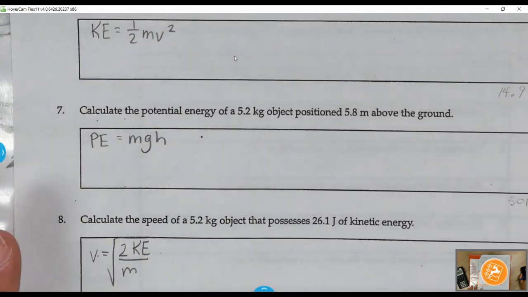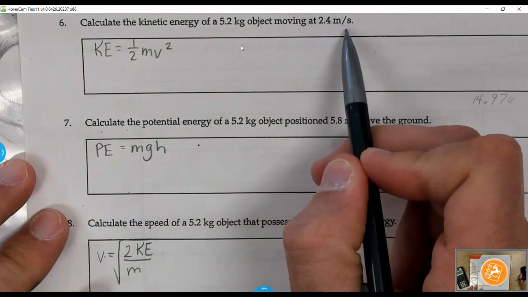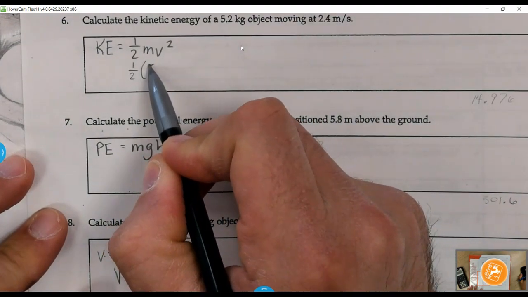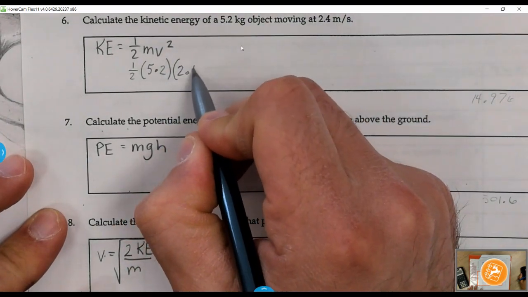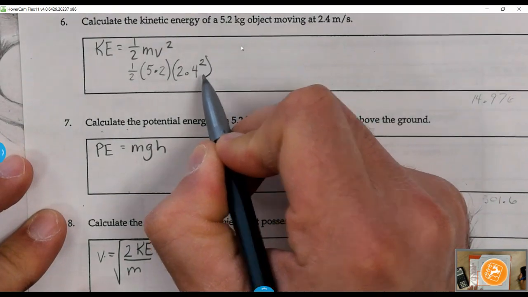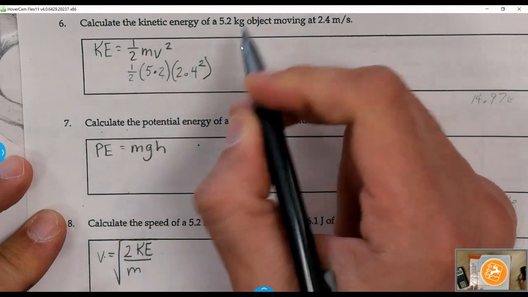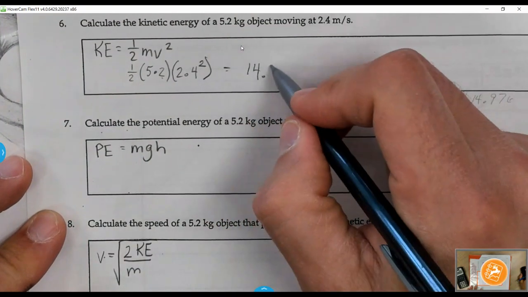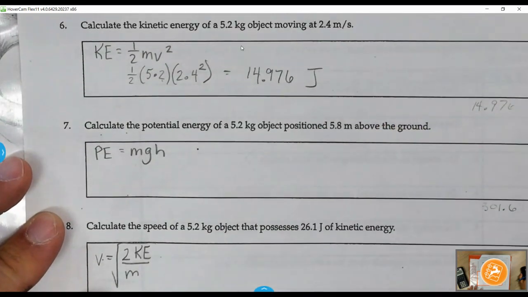Okay, so here are our problems. Calculate the kinetic energy of a 5.2 kilogram object moving at such and such a speed. So you do 1/2 of m, 5.2, times 2.4, which is our speed, because that's meters per second, squared. Only square velocity, then multiply by the mass, and then I would divide by 2, and this kicks out an answer of 14.976 joules. We're looking for kinetic energy.